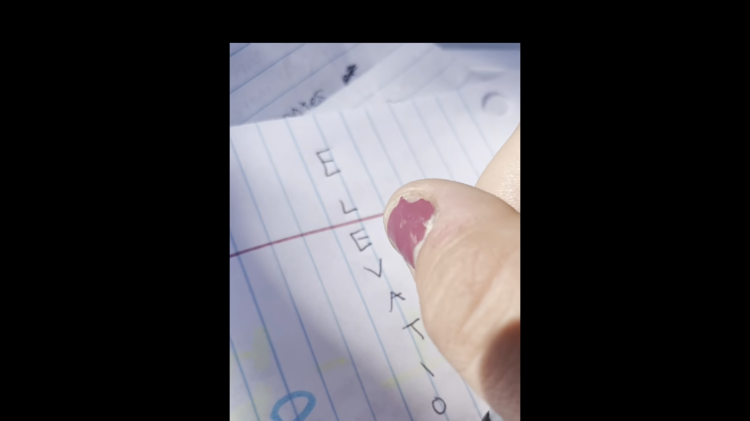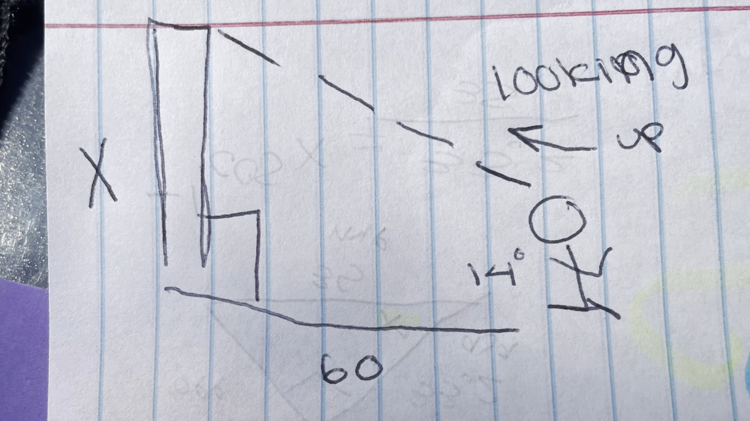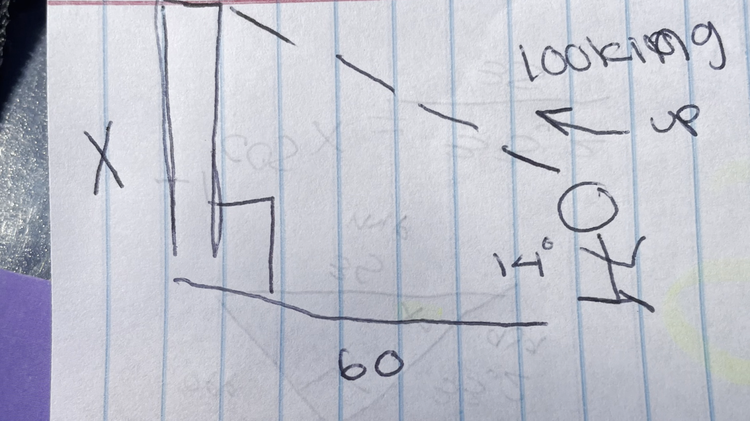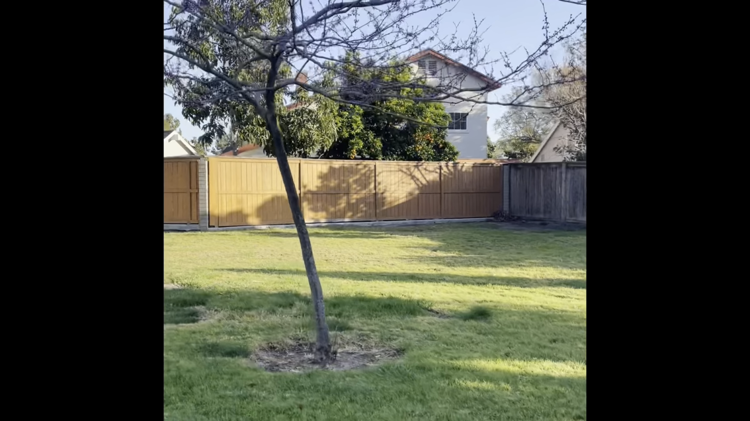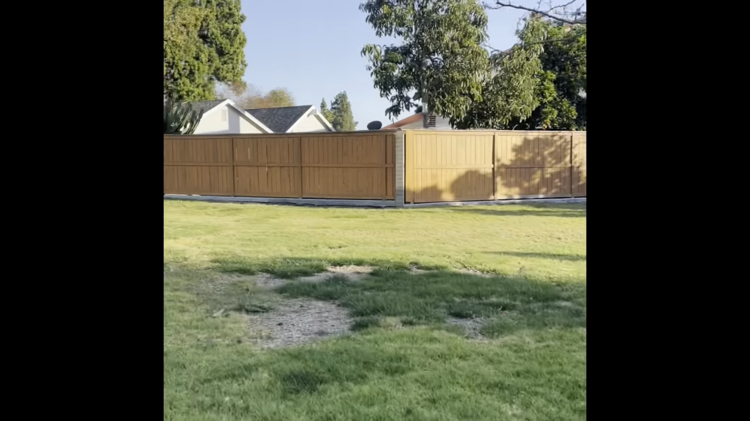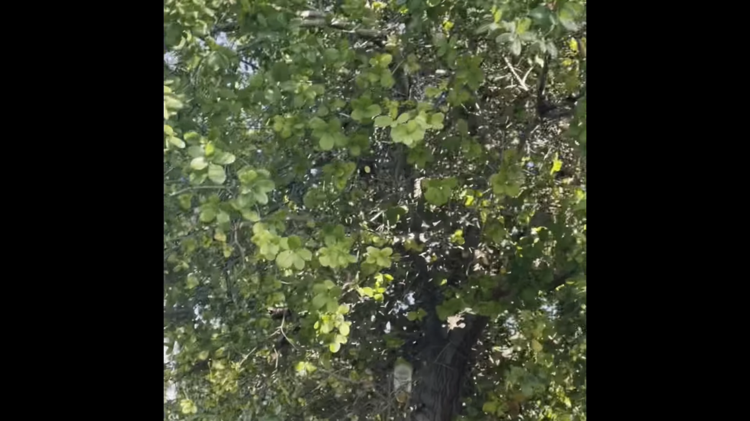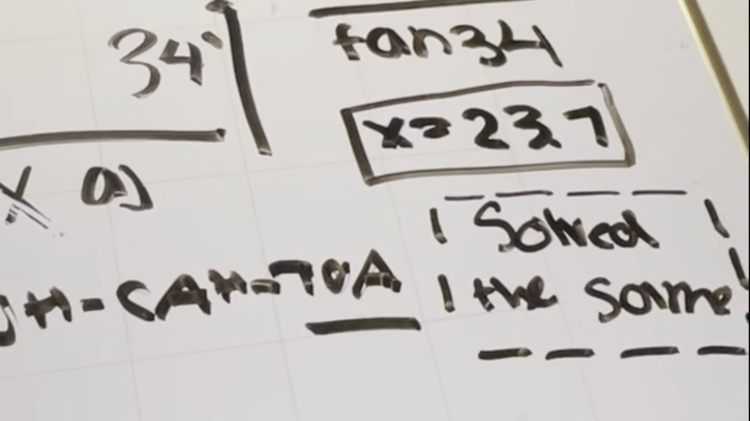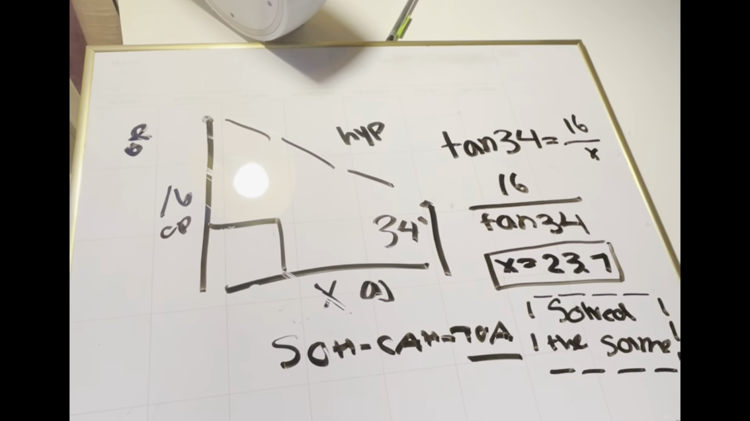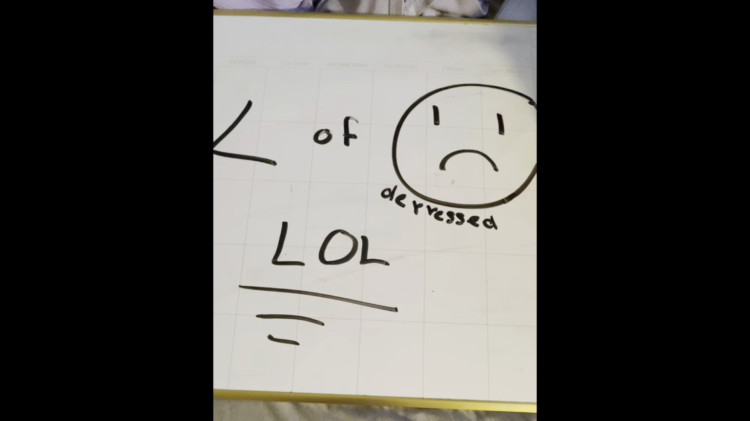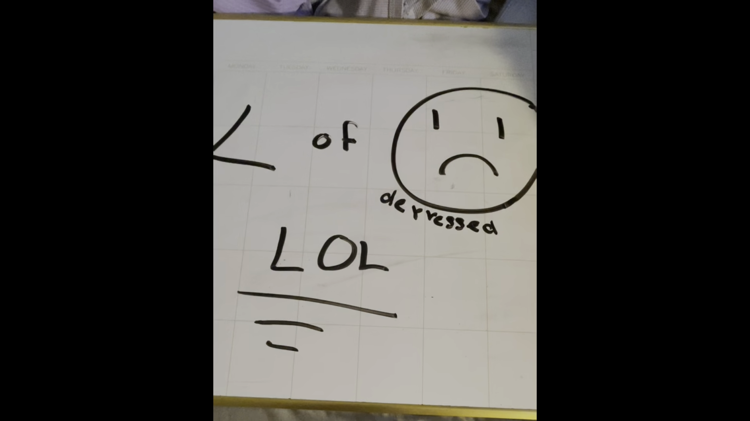And finally, angle of elevation is the POV from the person looking up. Make sure to solve the same with angle of elevation. Angle of depression is the POV from the person looking down.